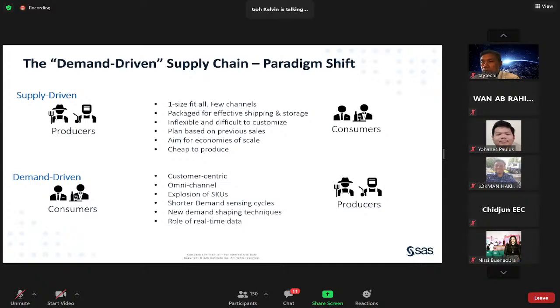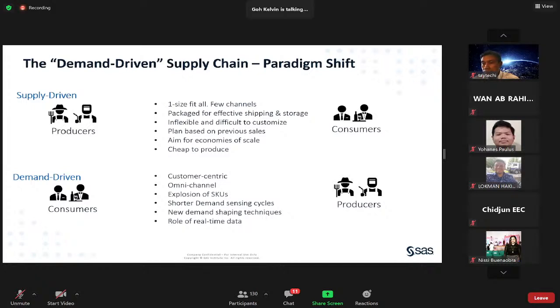In a demand-driven approach, or a service-dominated approach itself, the behavior is a little different. It tends to be more focused on the customer, more interested in having many channels. It also created an explosion of different SKUs because of the configuration. You also need to look into shorter demand sensing cycles because things change very quickly, and you need to be able to catch up with the reaction. At the same time, we are also looking at new ways whereby you can shape the demand so that it all doesn't come to you at the same time. As a result, it actually breaks your supply chain.